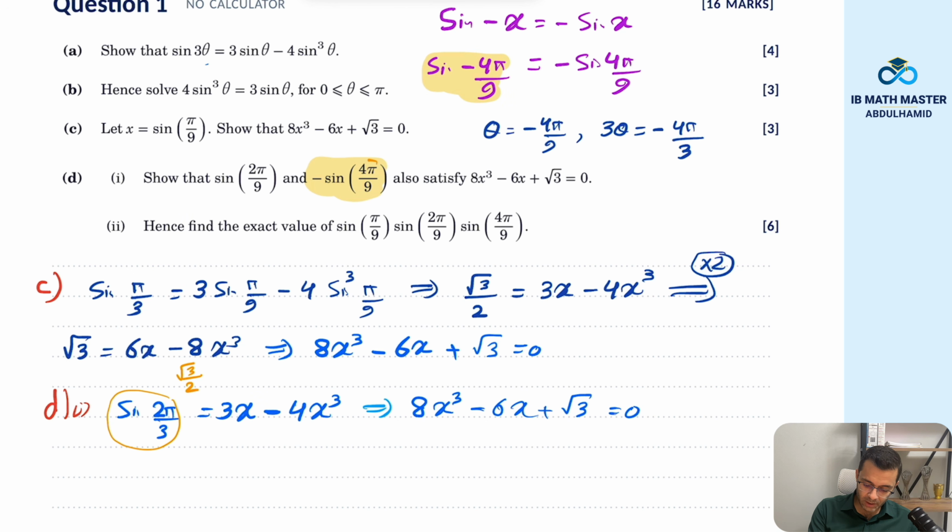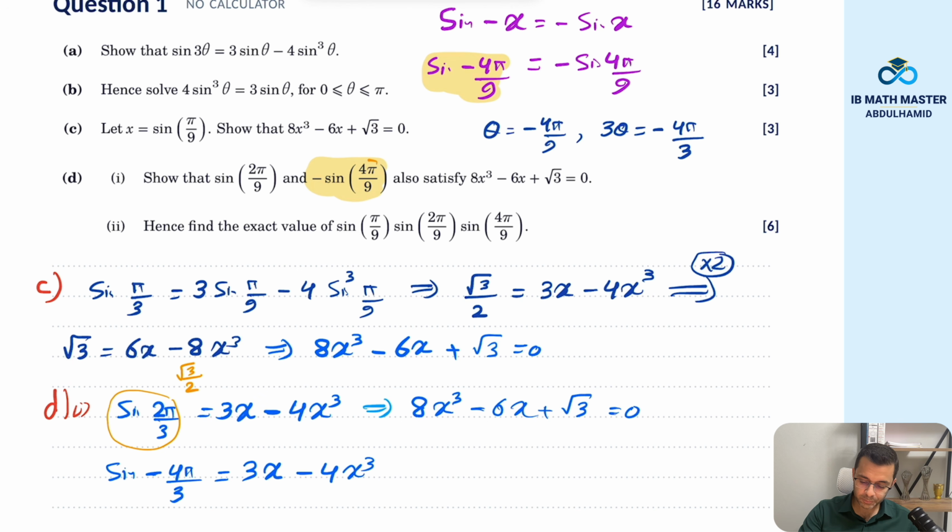so we will get here sine, as we said, sine of this 3 theta, negative 4 pi over 3, equals 3 sine theta, which is supposed to be this here, x. Our theta is negative 4 pi over 9, so 3 theta will be this, as we said. So this will be x. I will replace x minus 4 sine cubed, which is again x cubed.